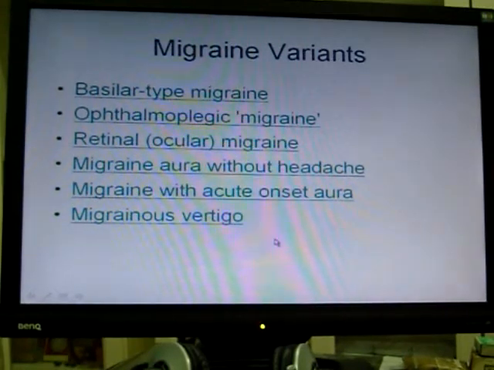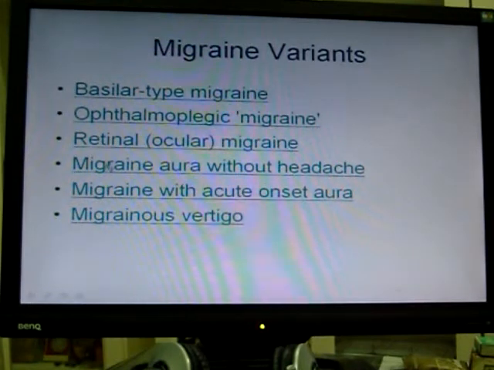Right. So, what are the clinical features of your migraine variants? Note most of these migraine variants are some very rare, some rare. So I didn't really go into that much detail. I'll just briefly run through. There are basilar type migraines, ophthalmoplegic, and so on and so forth. The next slide we'll see.